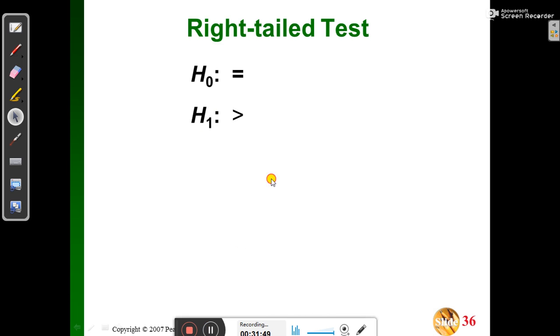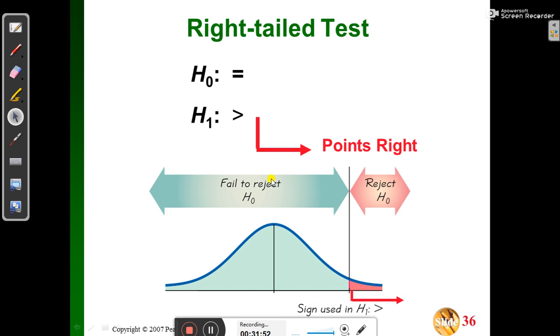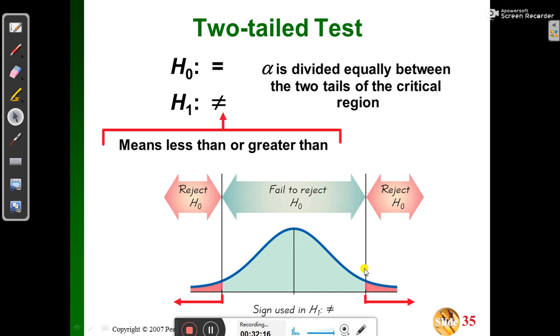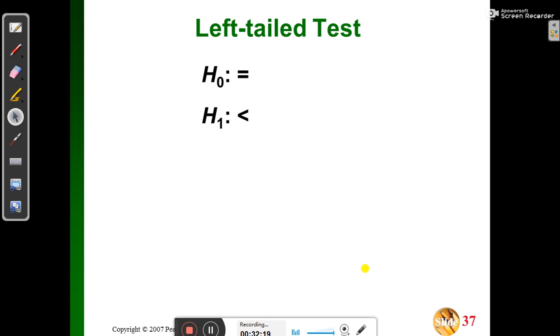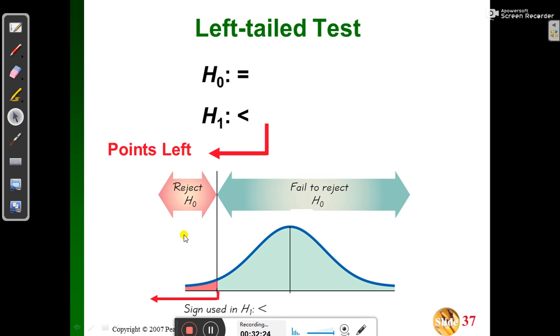But in the case of the right tail, only this side, here you can see, if the value of Z naught falls in this region, then we can directly say that we fail to reject the null hypothesis. But if the Z value falls in this critical region, we can directly reject the null hypothesis. That is why this is a right tail. Previously this was two-tailed, and there is also a left tail. When we are using the less than symbol, it points to the left part of the tail.